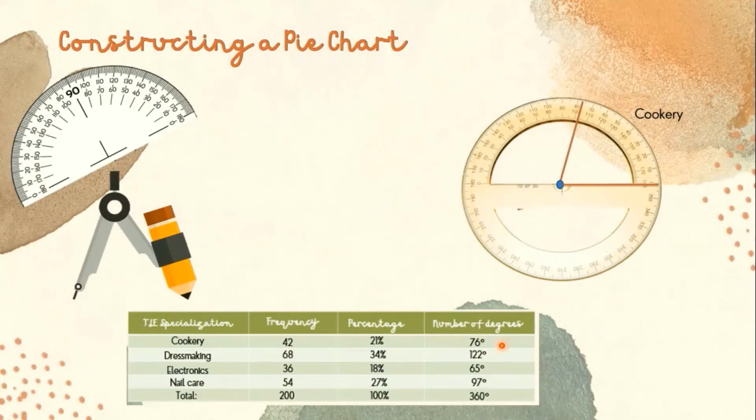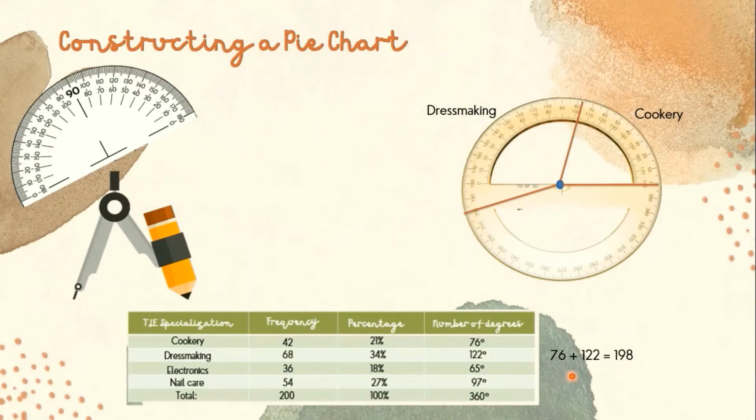Next, for dressmaking, 122. What we'll need to do is to add 76 plus 122 is equal to 198. Kaya from 76, hahanapin natin yung 198. Lagay tayo ng isa pang line. Ito yung 198. Hindi siya lalagpas ng 200. From 76 up until 198, ang katumbas niyan ay 122 degrees. Ito na yung ating sector for dressmaking.